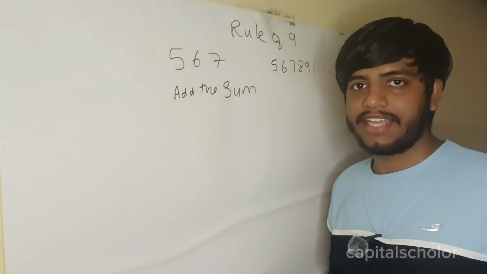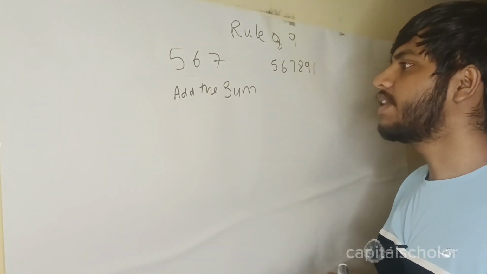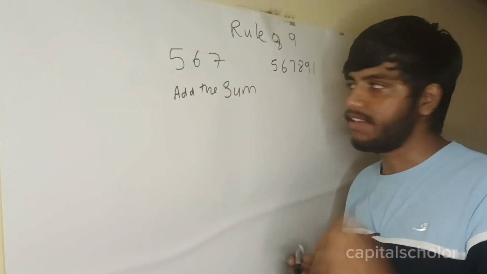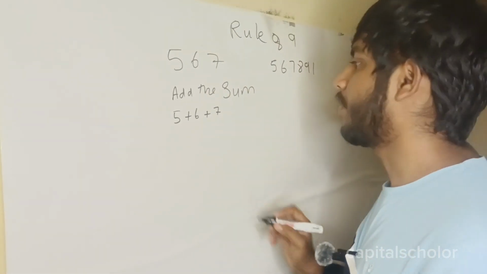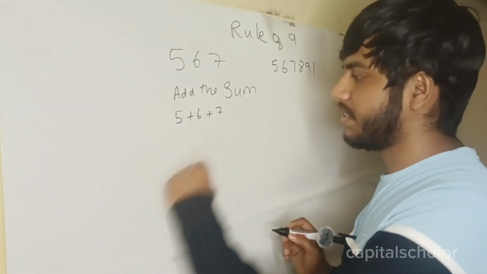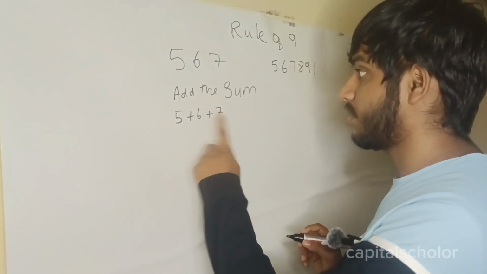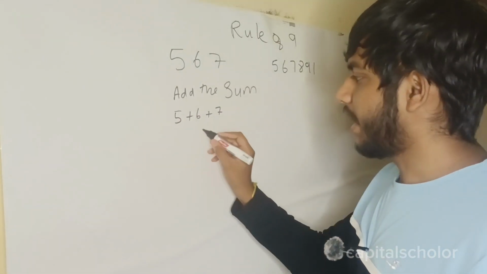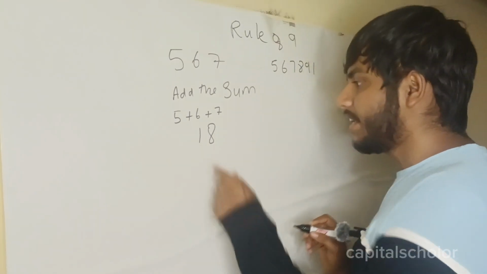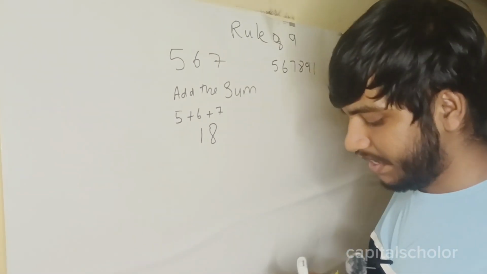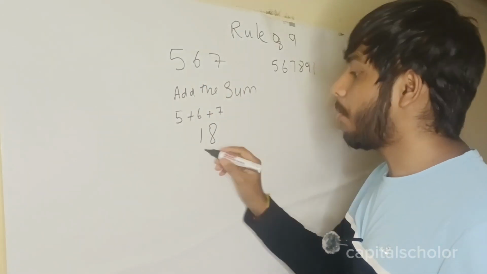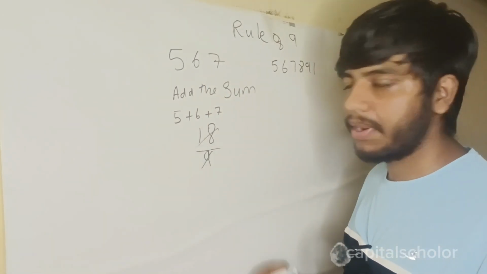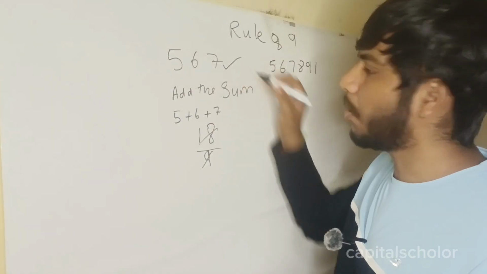The next is 9. Here the rule is to add the digits. Let us add the sum: 5 plus 6 plus 7. 5 plus 6 is 11. 11 plus 7 is 18. So if the number we get after the sum, for example 18, is divisible by 9, then of course the number is divisible by 9. So hence even this is divisible by 9.